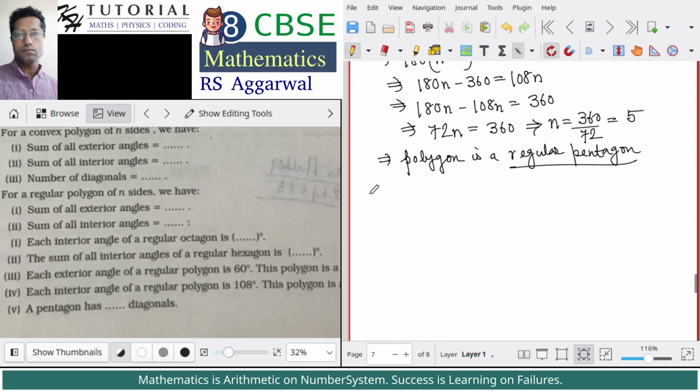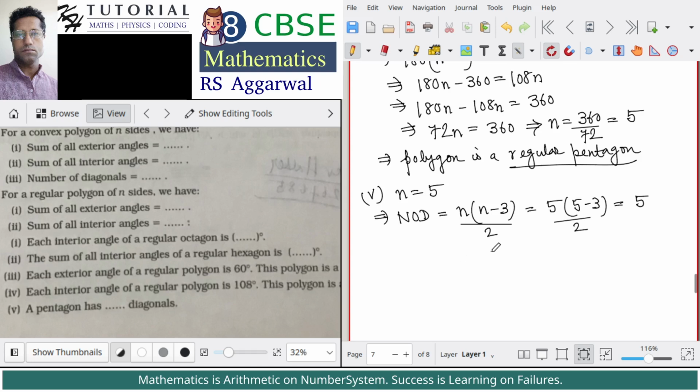The last one, 5: a pentagon has how many diagonals? So a pentagon means n equals 5. So this implies the number of diagonals, abbreviated as NOD, will be, the formula is n into n minus 3 divided by 2. This will be 5 into 5 minus 3 divided by 2. This is equal to 5. So it has 5 diagonals.